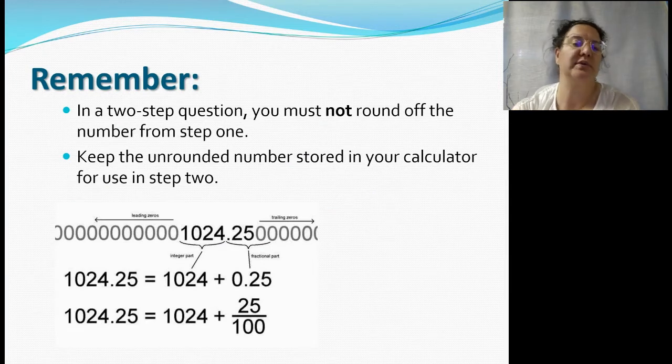If we're doing a two-step question where first we have to calculate the moles because we were given the weight of a substance to make a solution, we don't want to round off from the calculator before we move into our second step. We want to keep that unrounded number stored in our calculator, and if that's not possible, keep as many decimal places as possible.